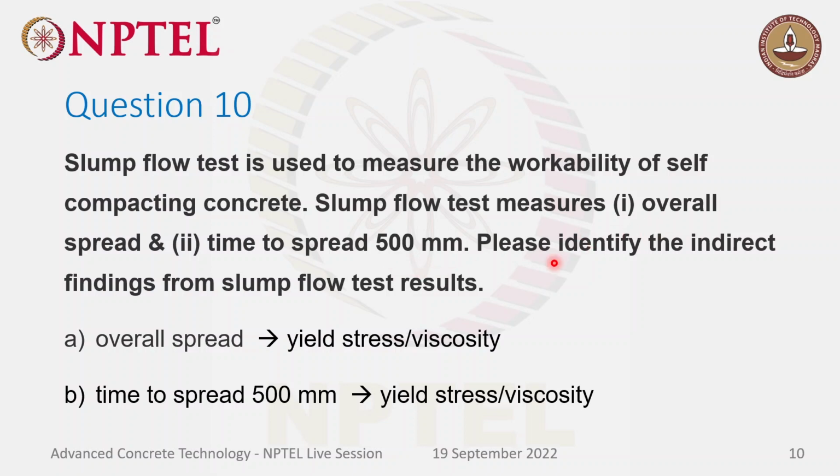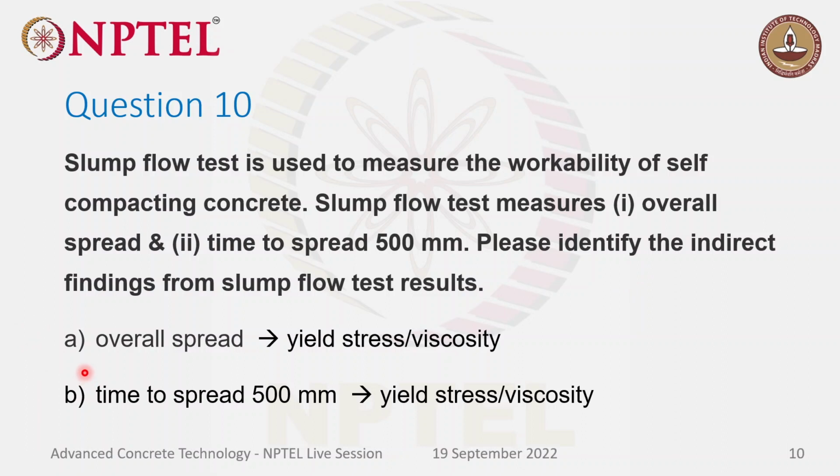So we have to identify the indirect findings from the slump flow test results. This is not directly from the lecture PPT, but sir has explained this in the lecture videos. So if you have watched the videos, you will be able to answer this question.